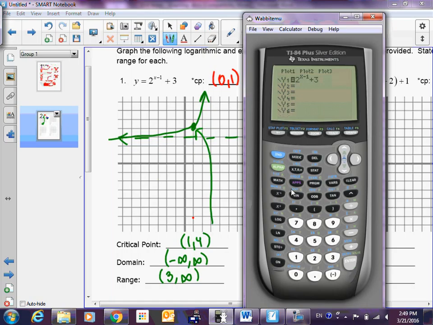And then these grids are 10 by 10, so I'm going to do a zoom 6. Now, it may not look exactly like ours, but you can use the trace button and get all the main points. Like you can hit 1, enter, and it should say 4. So that's a really good, easy way to check that as well, okay?